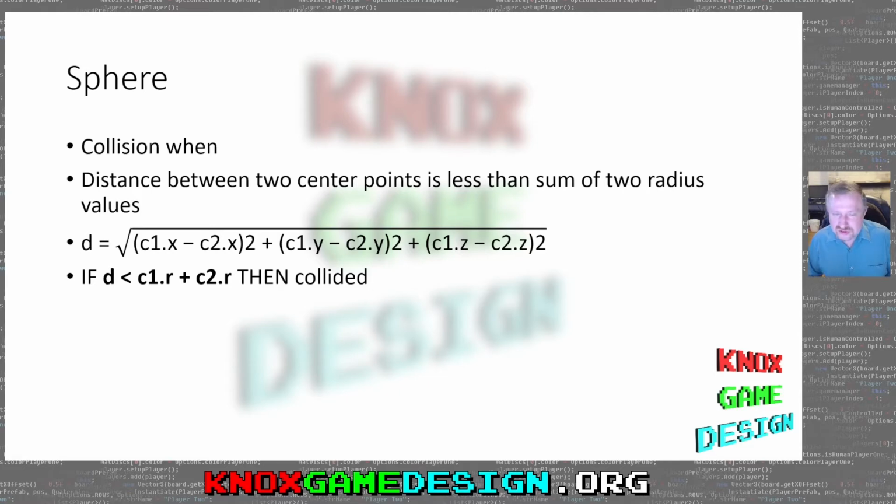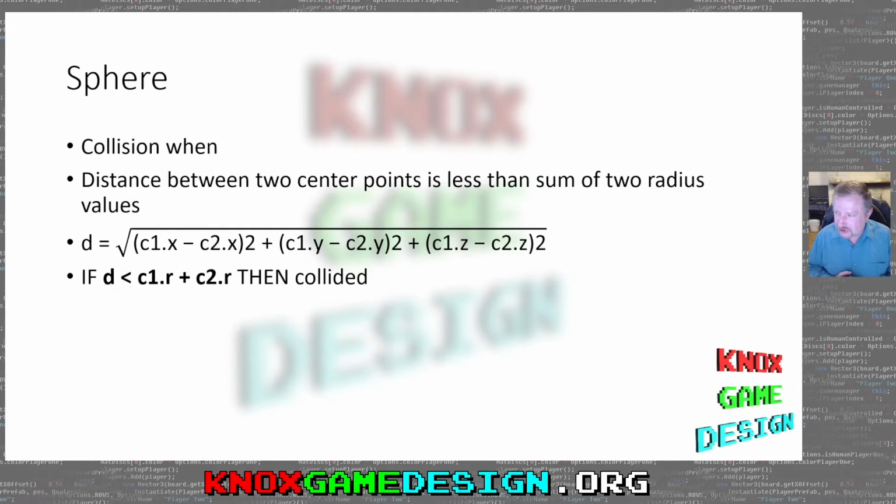So when do spheres collide? Very similar to the circle. It's when the distance between the two center points is less than the sum of the two radius values. So if the radiuses overlap each other, then you know they do collide. And how do you find out the distance between the two center points? Well, this is something I actually learned from doing this presentation, but to find the distance between 2 points in 3D, very similar to the Pythagorean theorem.